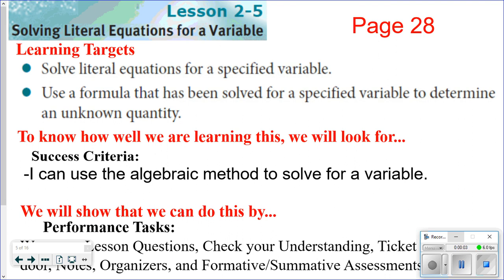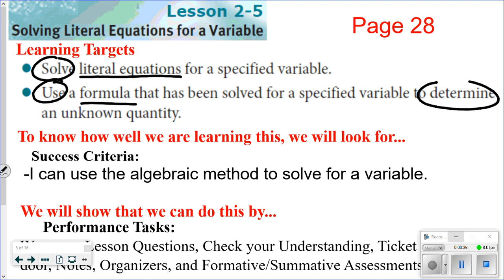Today we are covering lesson 2.5 in our books on page 28. It's titled Solving Literal Equations for a Variable. So we need to solve literal equations for a specified variable. It will tell us whether to solve for x or b, m, etc. Then we're going to use a formula that has already been solved for a specified variable in order to determine an unknown quantity.